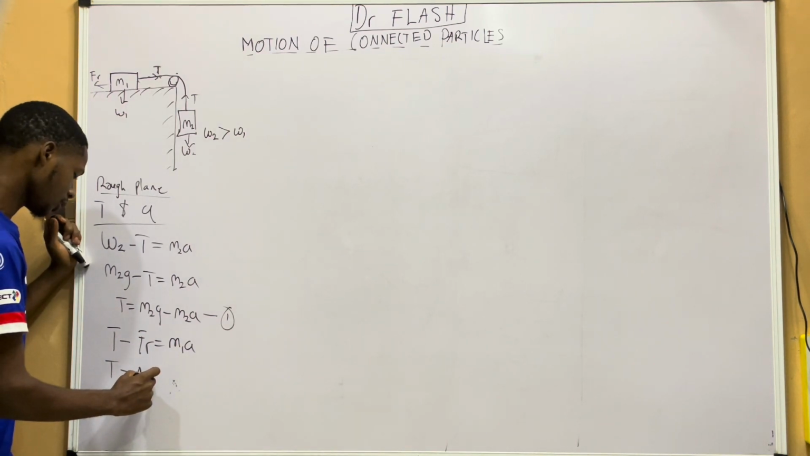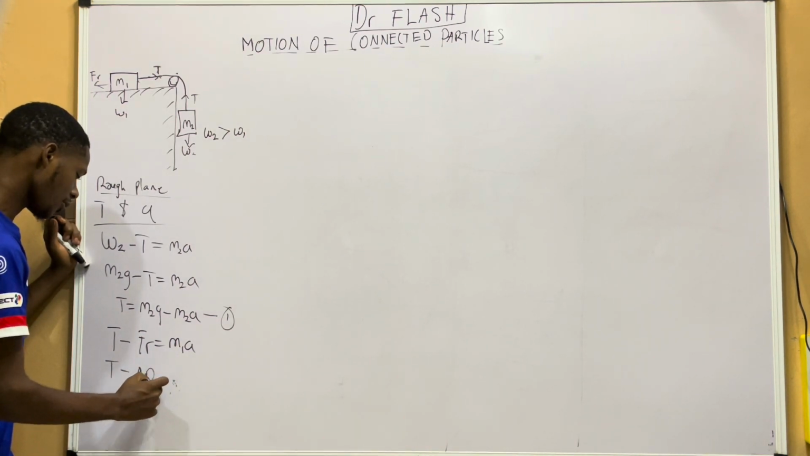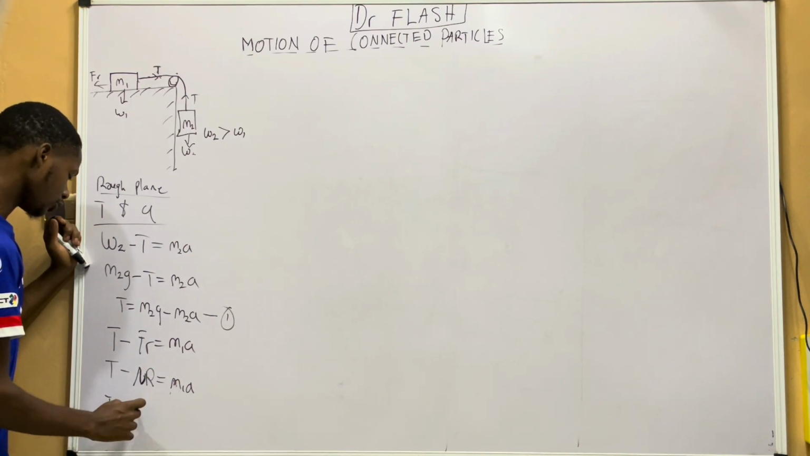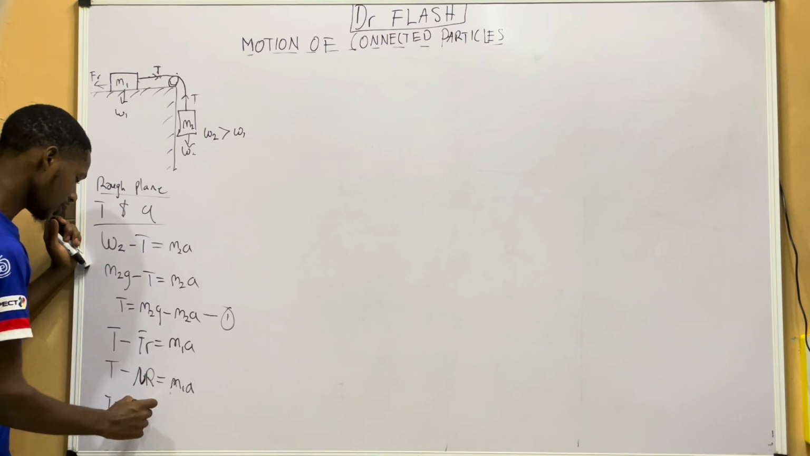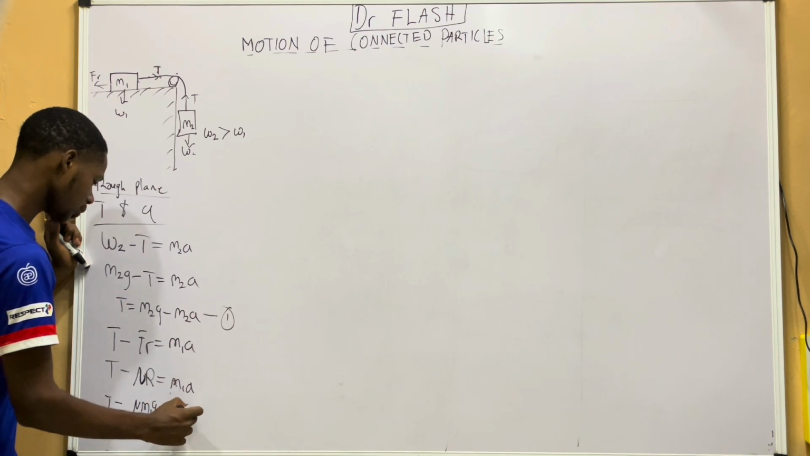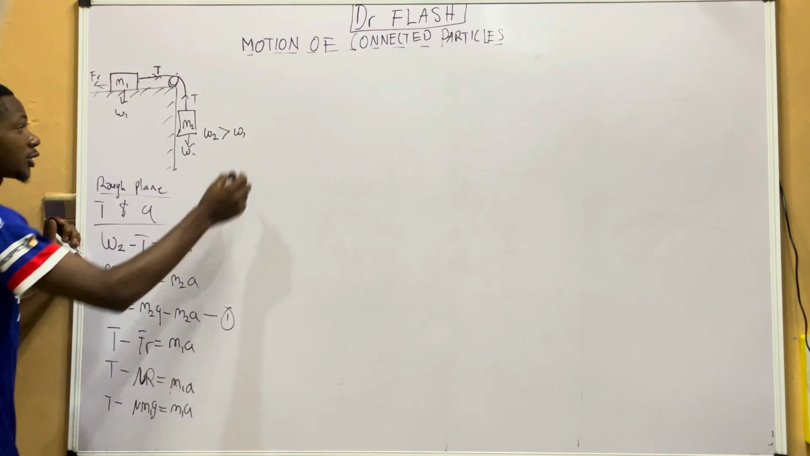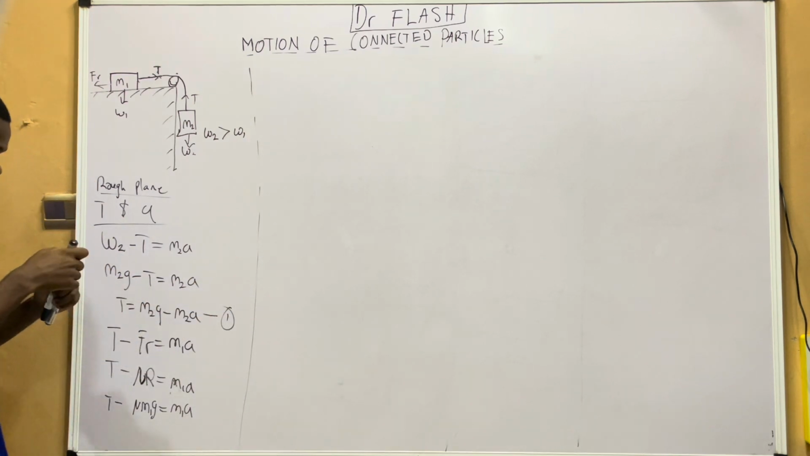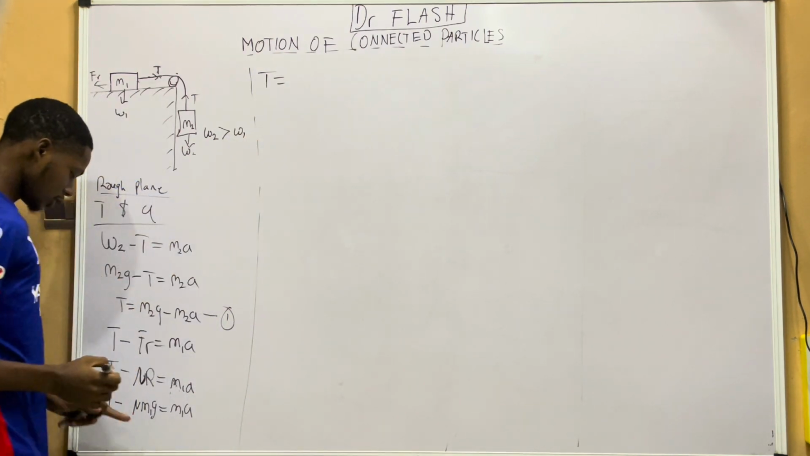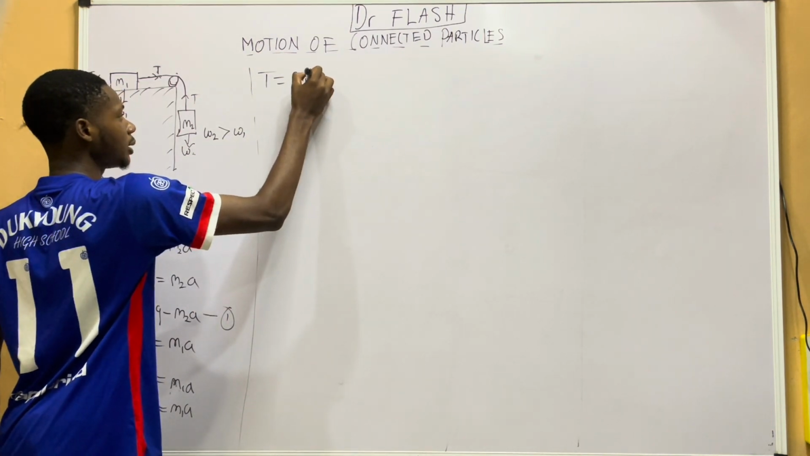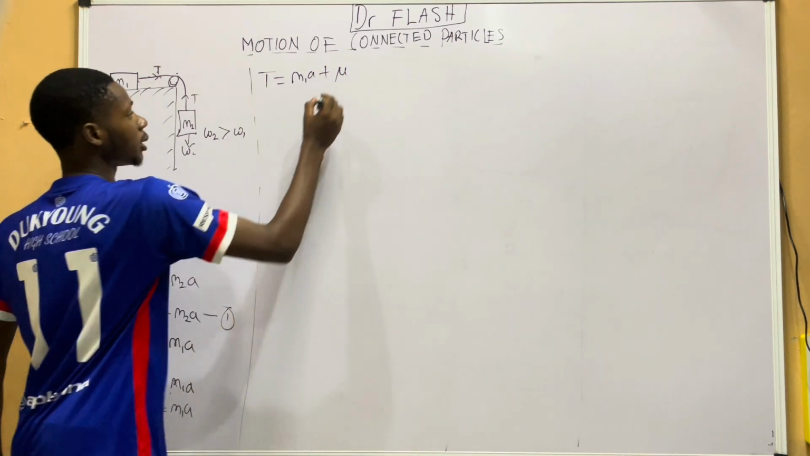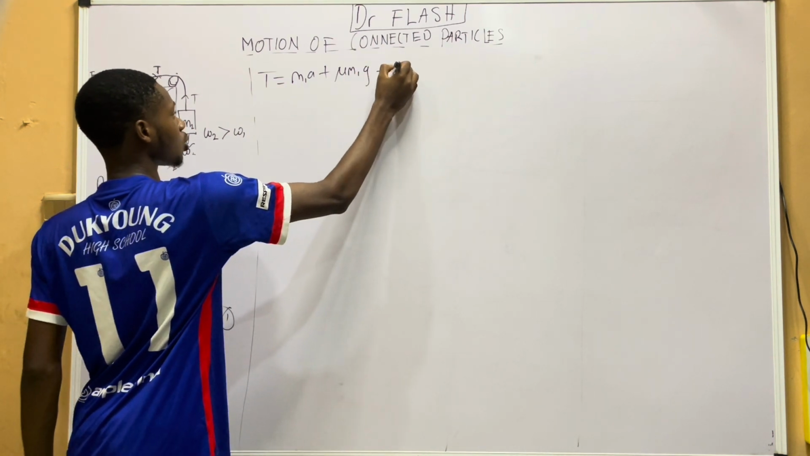So we're going to have R, which is the normal reaction, equals m1g, and then T minus coefficient of friction times mass, which is m1 times g, equals m1a. So we want to make T the subject of the formula. If I'm making T the subject, we're going to have T is equal to m1a plus coefficient of friction times m1g, and I'll call this equation 2.